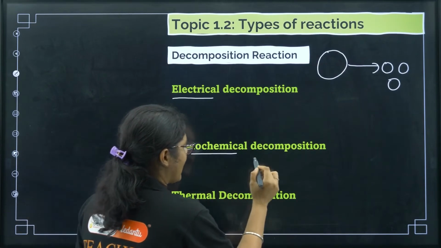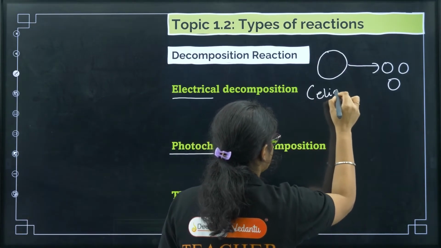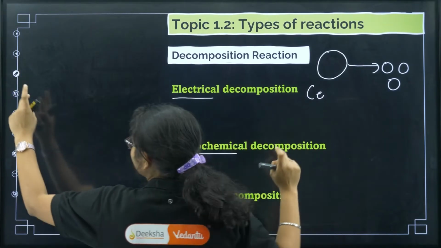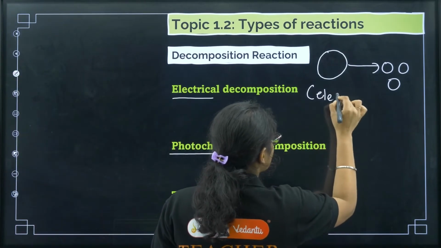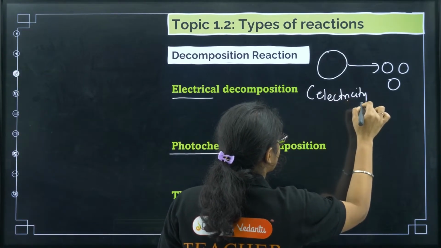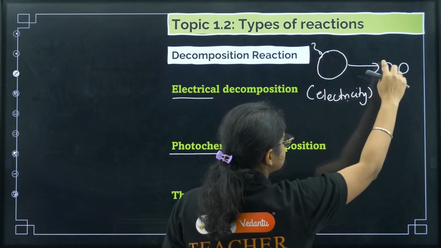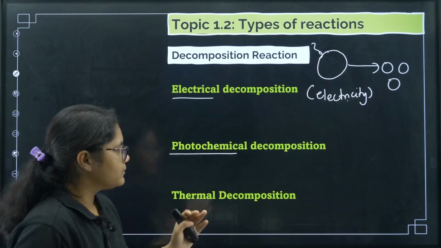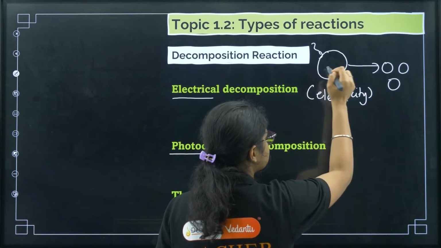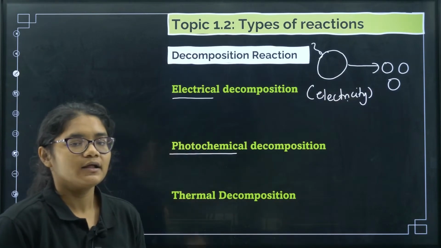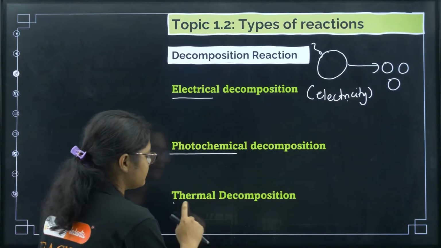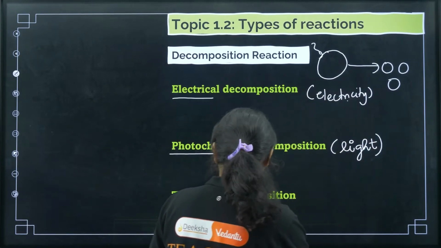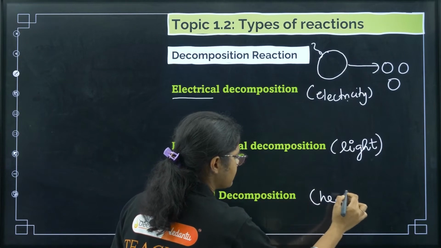If you break this compound by giving electricity, in that case this decomposition will be called electrical decomposition. Now you can break this compound by giving light also. If you give some light and the compound decomposes, we call it photochemical decomposition. And if you give heat, it is thermal decomposition. Here for photochemical you need to give light, and for thermal decomposition we need heat.